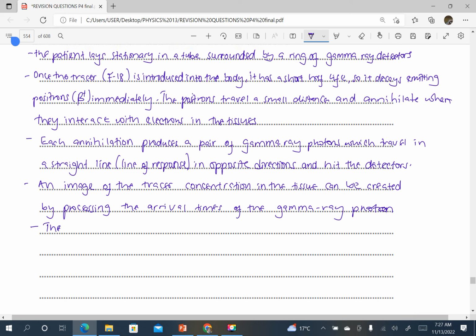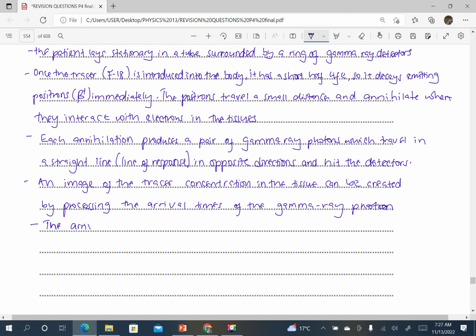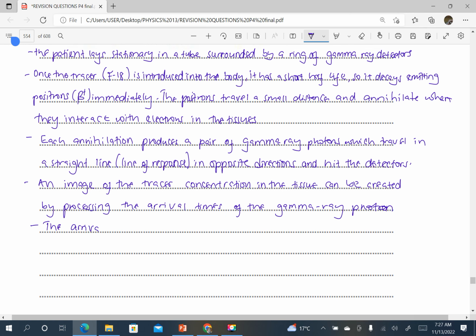The arrival times indicate the location of the tumor inside the body.